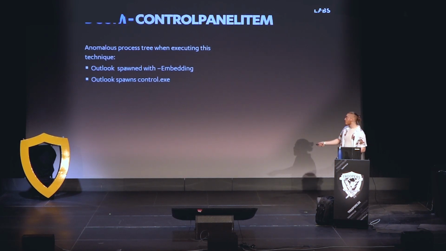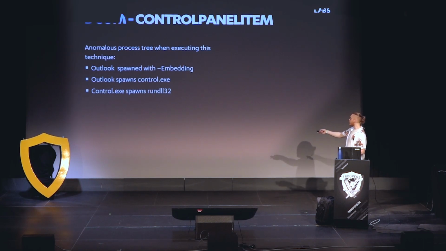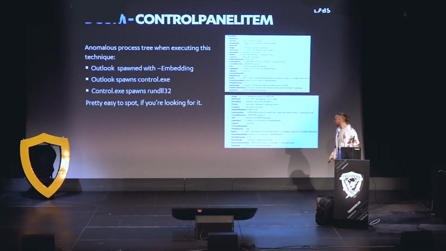So perhaps if there is a flaw in this technique, it is that this specific action is probably getting picked up by the pre-existing detections of Office binaries spawning LOLBins, right? And then control spawns rundll32, but that's standard. That's how it works. Again, this is taken from Sysmon.